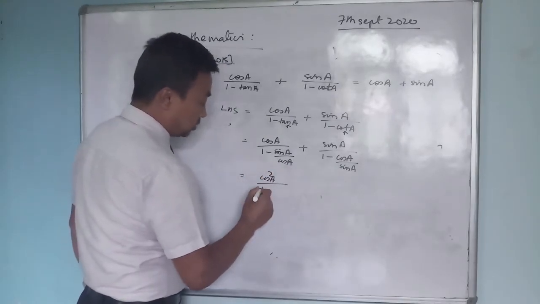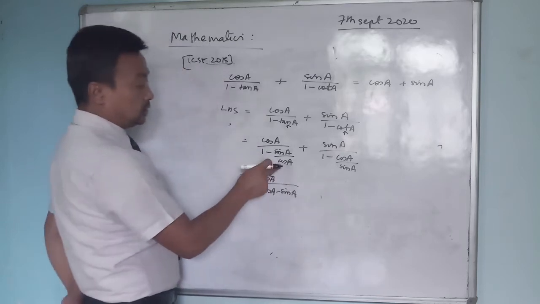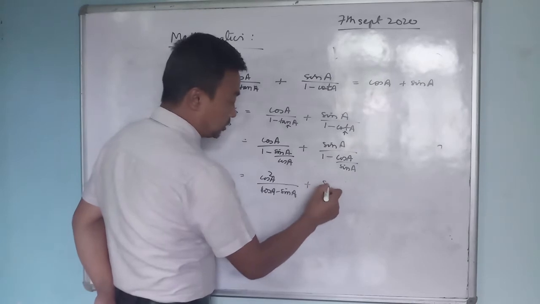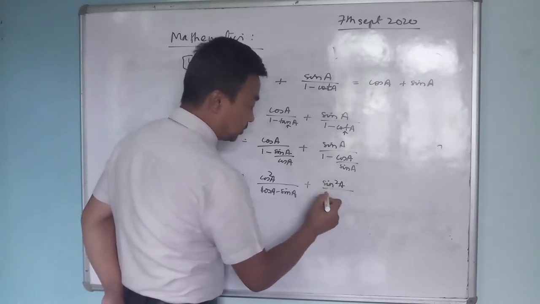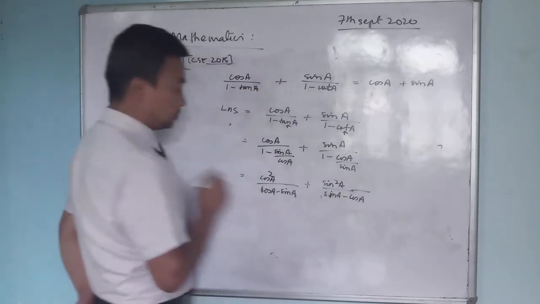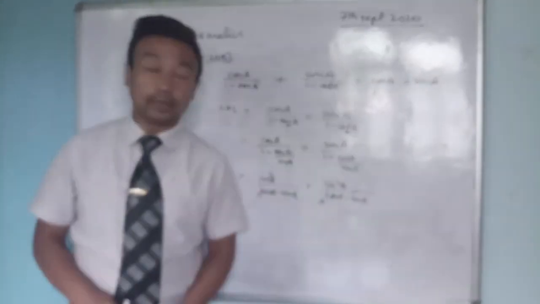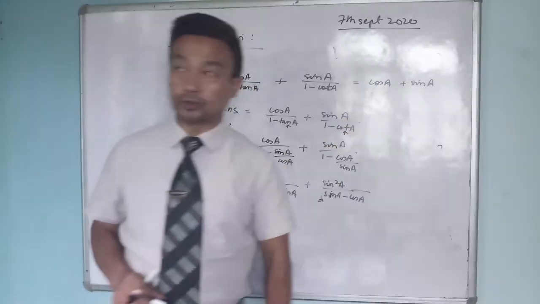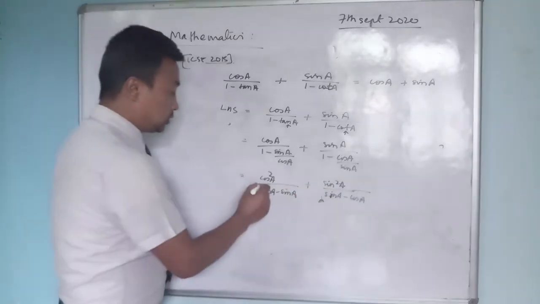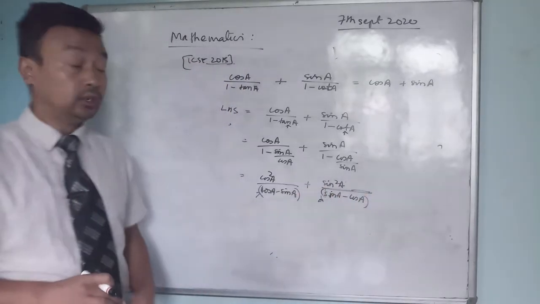Cos square A upon cos A minus sin A. After taking LCM, cos A, then this cos A will go up here and multiply. Similarly, sin A will go up and multiply here, sin square A upon sin A minus cos A. Now they are similar. So we have sin A cos A, sin A cos A, so we can cancel. Now if you look at this, two rational expressions are there. Look at the denominator, cos A minus sin A, sin A minus cos A. Are they same? No, because the sign is different.